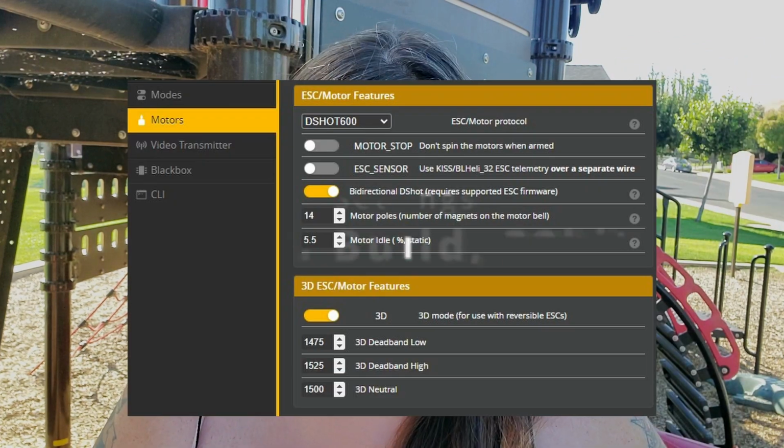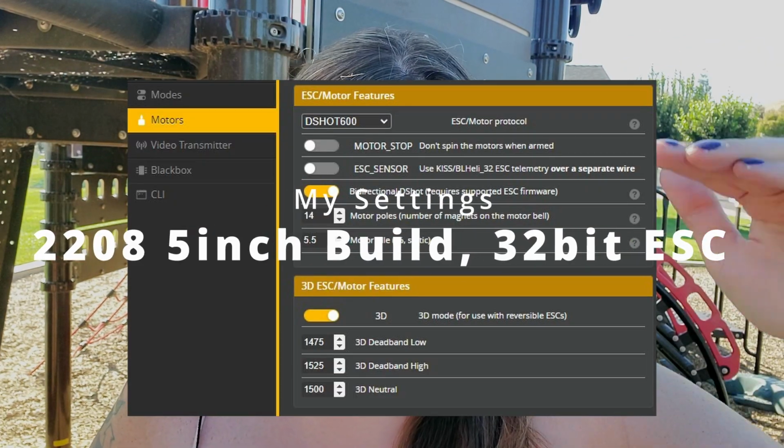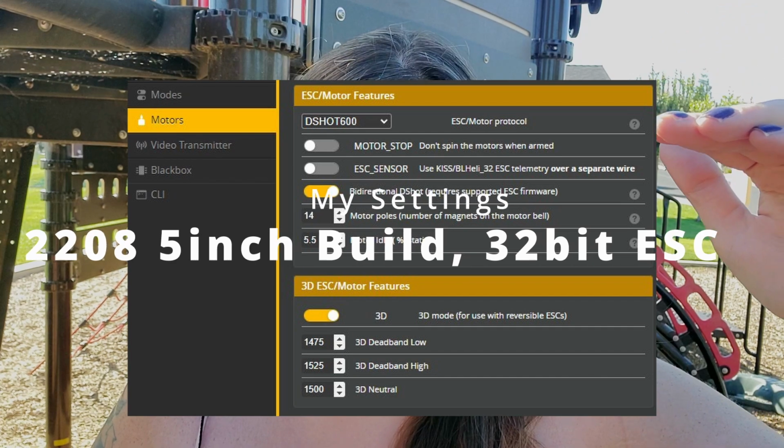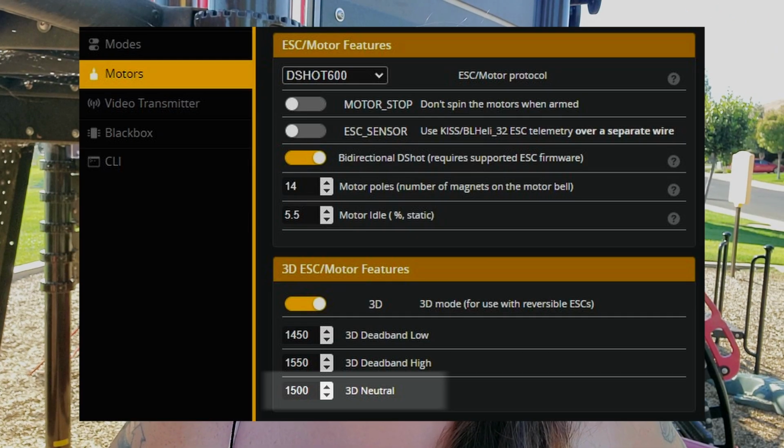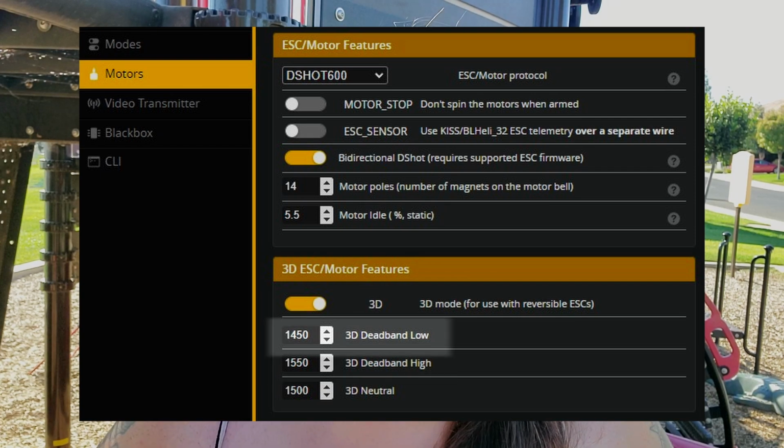You can modify these values, by the way. They're not set in stone. You can lower them and raise them depending on your machine and motors. Just make sure your 3D neutral for now is set to 1500, your 3D high is set to 1550, and your 3D low is set to 1450.